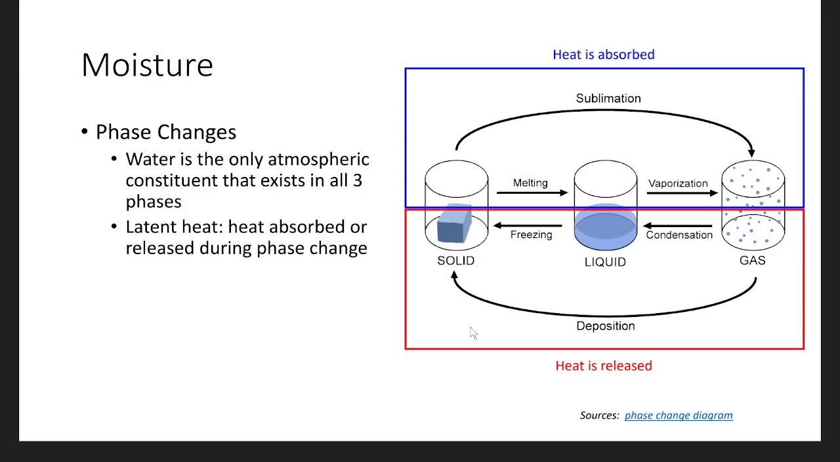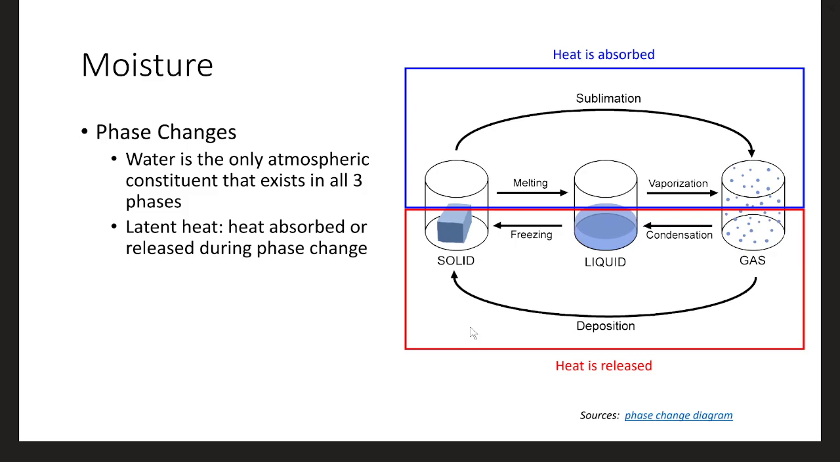Going from solid to liquid is melting, and liquid back to solid is freezing. Going from liquid to gas is vaporization, and gas back to liquid is condensation.